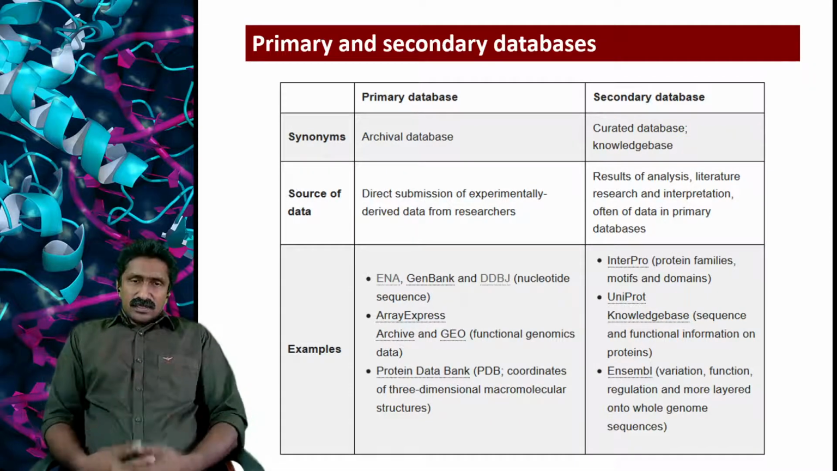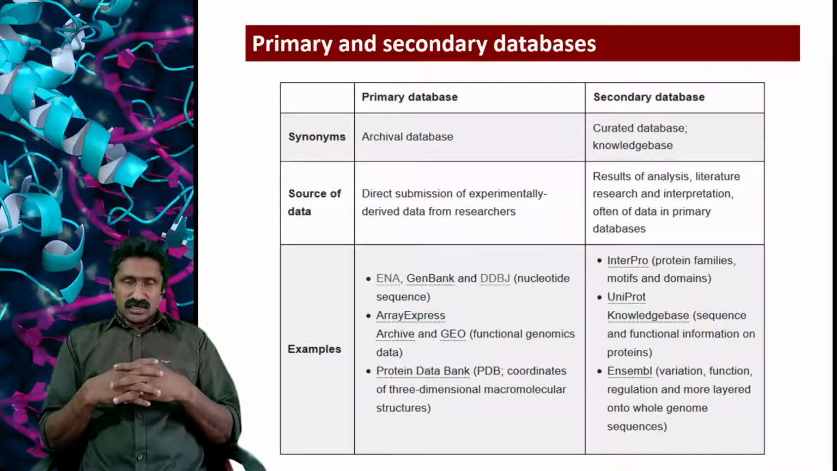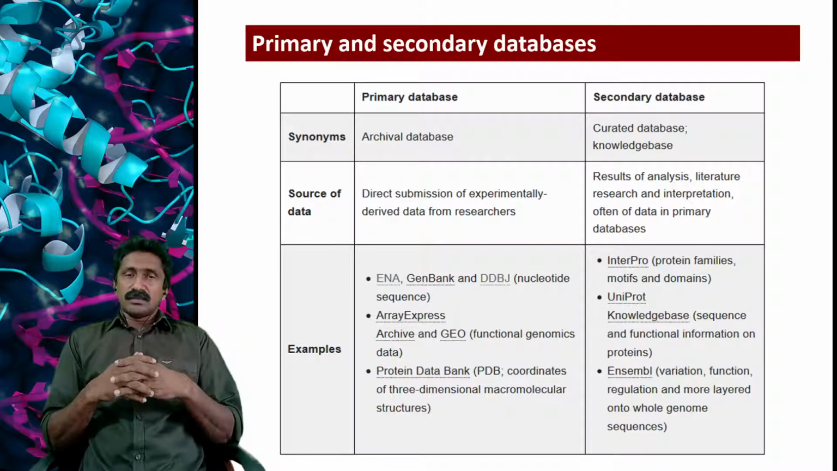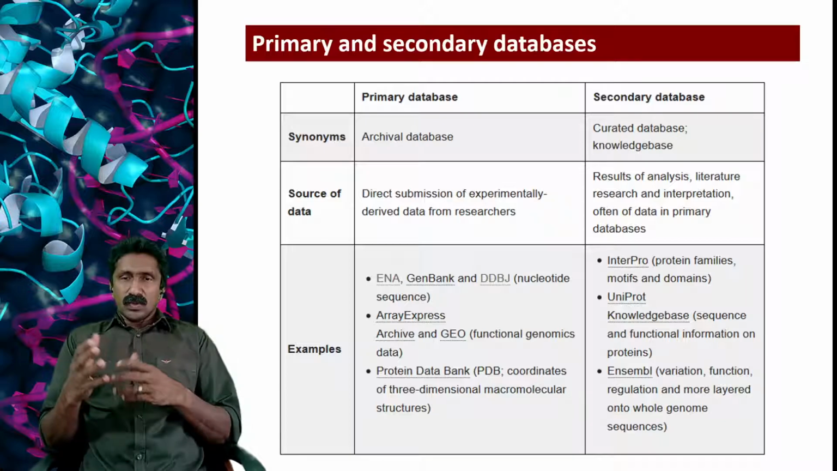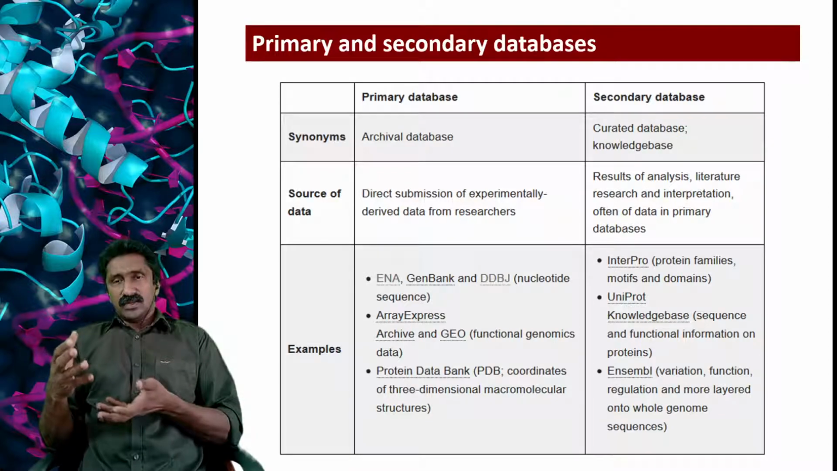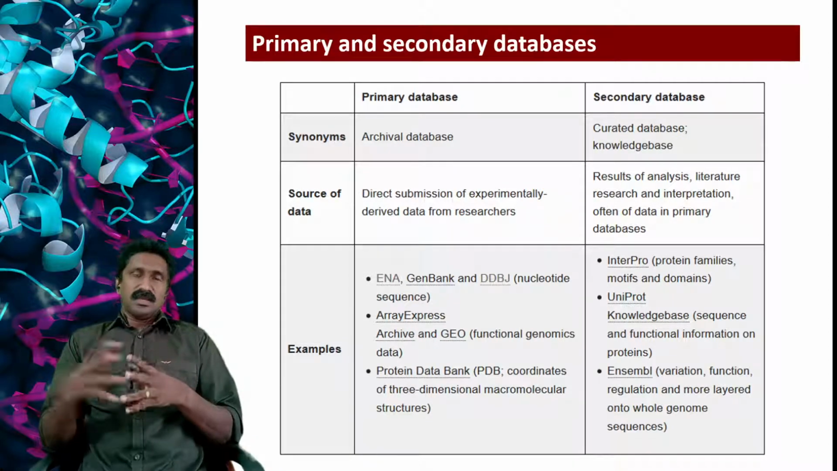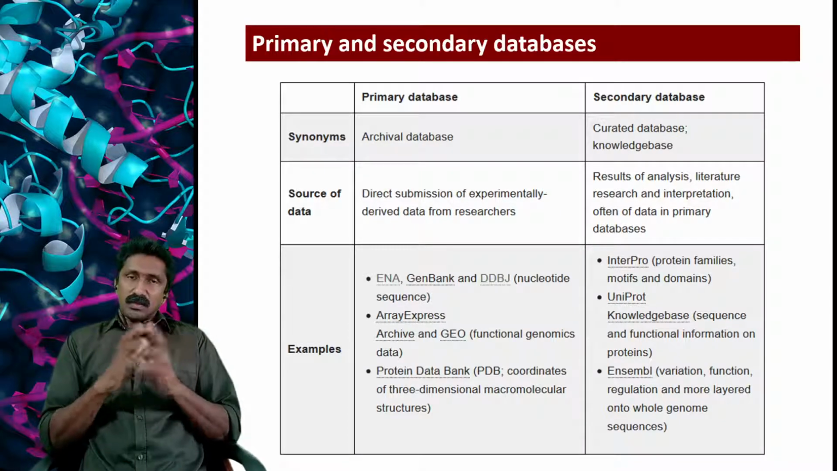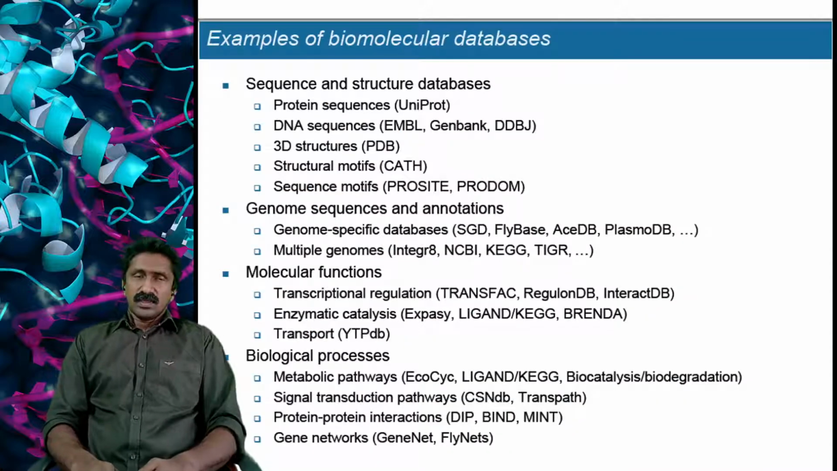So what I'm talking about is that these three-dimensional or macromolecular structures will be stored in a primary database like Protein Data Bank, and there are InterPro, UniProt, or Ensembl, etc. There are such knowledge bases where secondary or derived data is stored. Some of the examples are there, and we will see some of them in our later sessions. So this is the general concept about primary and secondary databases.